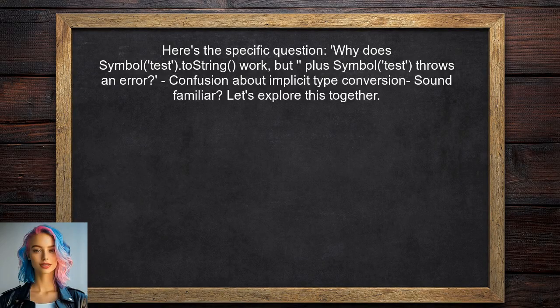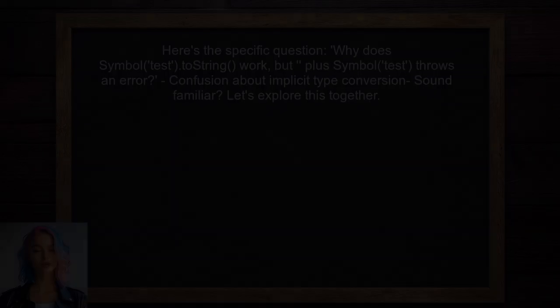Let's look at the specific question at hand. One user recently asked, why does Symbol('test').toString() work, but '' + Symbol('test') throws an error? They were confused about why implicit type conversion fails in this case. Sound familiar? Let's explore this together.